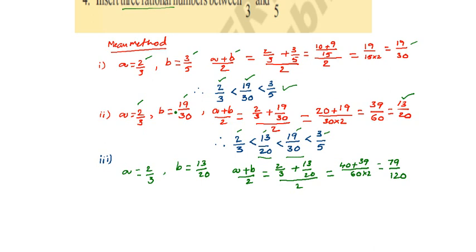Here in the previous one, 39 by 60, that means 3 13s and 3 20s. Now here a is equal to 2 by 3, b is equal to 13 by 20, a plus b by 2. 2 by 3 and 13 by 20, we sum these two. 2 20s are 40, 3 13s are 39, altogether 79 by 2 into 60, that is 120. Now, what do you say? This 79 by 120 lies between 2 by 3 and 13 by 20. Else what you write?